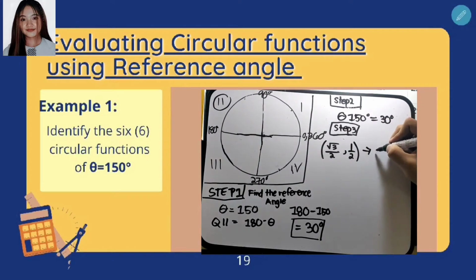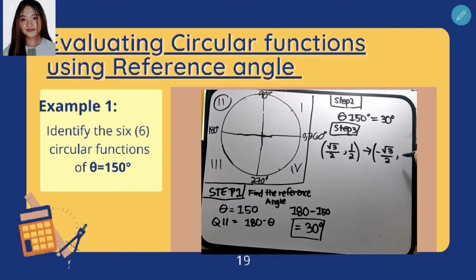Then next, we will affix the appropriate sign. And since 150 degrees is in quadrant 2, it means we will have negative and positive. So now we need to change the sign of these points. So our x-coordinate will be negative square root of 3 over 2, and y-coordinate is still positive 1/2.